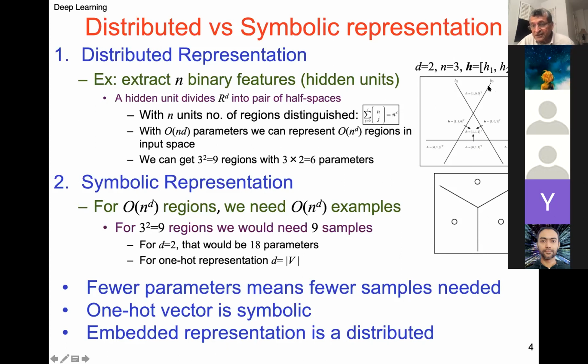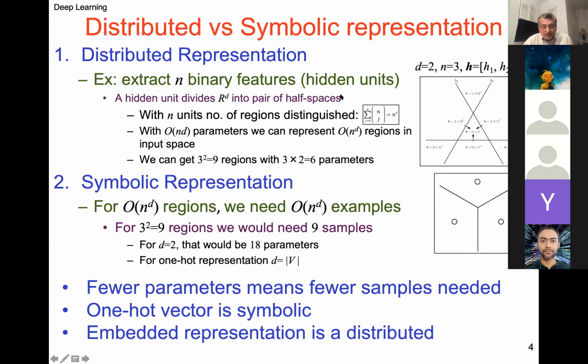They correspond to what? This is H1. One side is positive, the other side negative. This is H1 here, this is H2 here, this is H3 here. One side is 1, the other side is 0. That's how the H's define the regions, because each H is either 1 or 0.